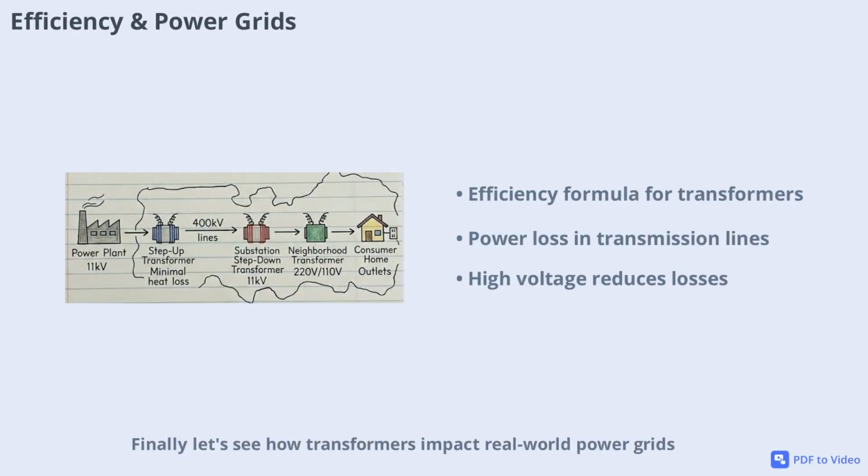Finally, let's see how transformers impact real-world power grids. Efficiency is calculated as the ratio of output to input power, expressed as a percentage. In long-distance transmission, power loss mainly comes from resistance in the cables, which is proportional to the square of the current. By stepping up the voltage, transformers allow us to transmit the same power with much lower current, drastically reducing losses. This principle is why high-voltage transmission lines are used worldwide. Understanding transformer efficiency and grid losses is essential for building reliable and sustainable energy systems.